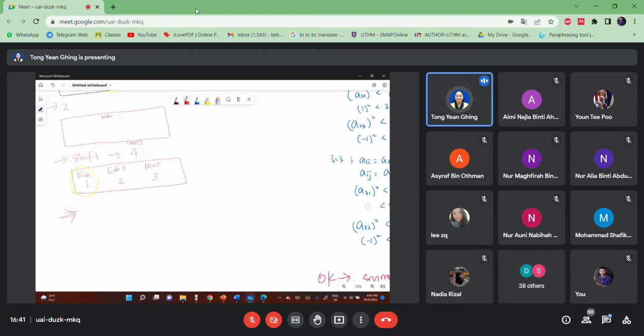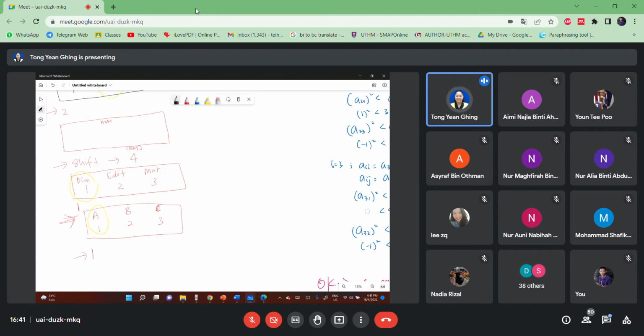Dim means dimensions. Press 1. It will come out like this, A, B, C. So whether you want to choose matrix A, matrix B, or matrix C. Now let's say I want to choose this one as matrix A. So I will press 1. Okay or not? Wait, who is asking me? Can you follow?